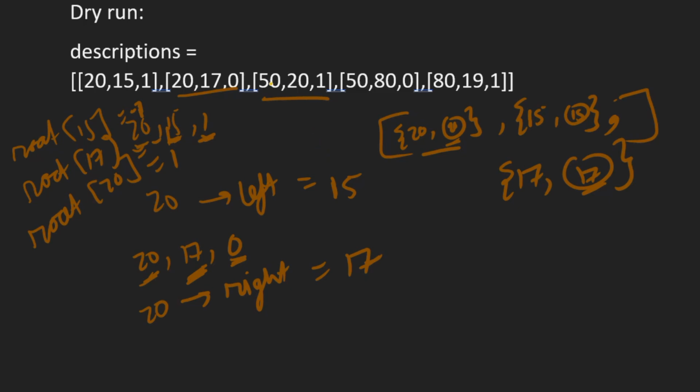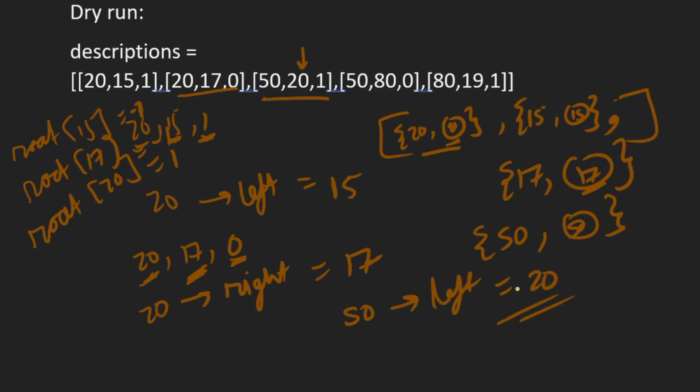Now we check, do we have a node created for 50? No, so we create a node for 50, and that we store in the map. And then we check, do we have a node created for 20? Yes, already we have created a node for 20. Now we make the connection. So 20 is the left child of 50. So we do 50 arrow left is equal to 20, right?